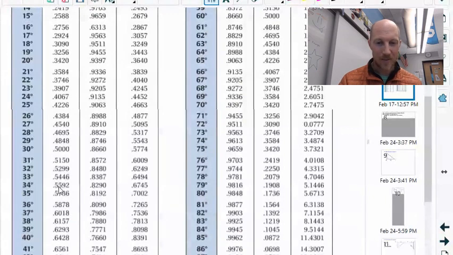So this is not going to give me an exact match, but 0.5592 is as close as I can possibly get with the numbers that are in this table. So probably the actual answer is going to be right between 33 and 34 degrees, probably a little bit closer to 34 degrees. But if I were using the table, I would have to say 34 degrees is my closest possible answer.